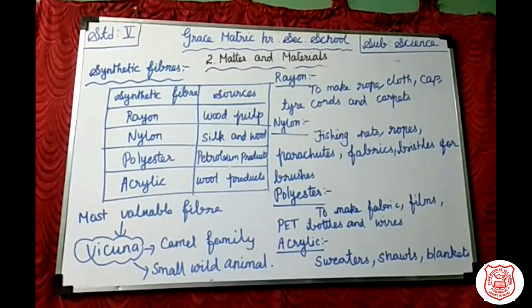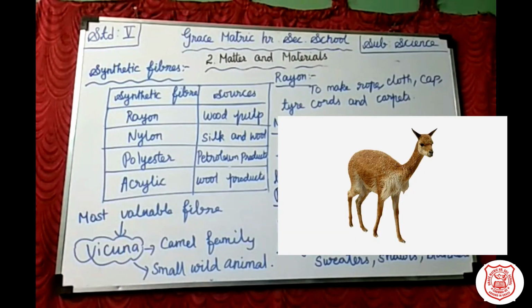Now we have learned many things about fibers, especially natural fibers and synthetic fibers. But the world's most valuable fiber is obtained from a small wild animal. The wild animal's name is vicuna. It belongs to the camel family. From this animal only, we get the world's most valuable fiber or fabric.